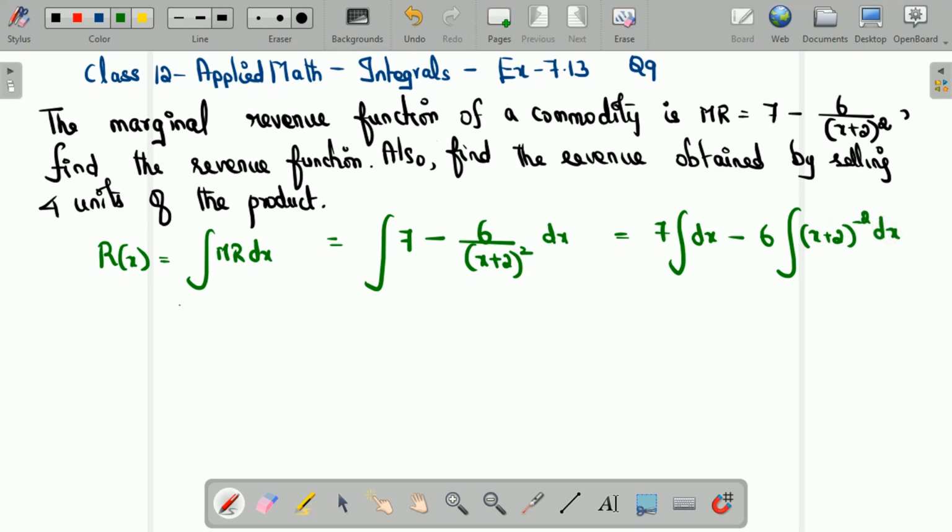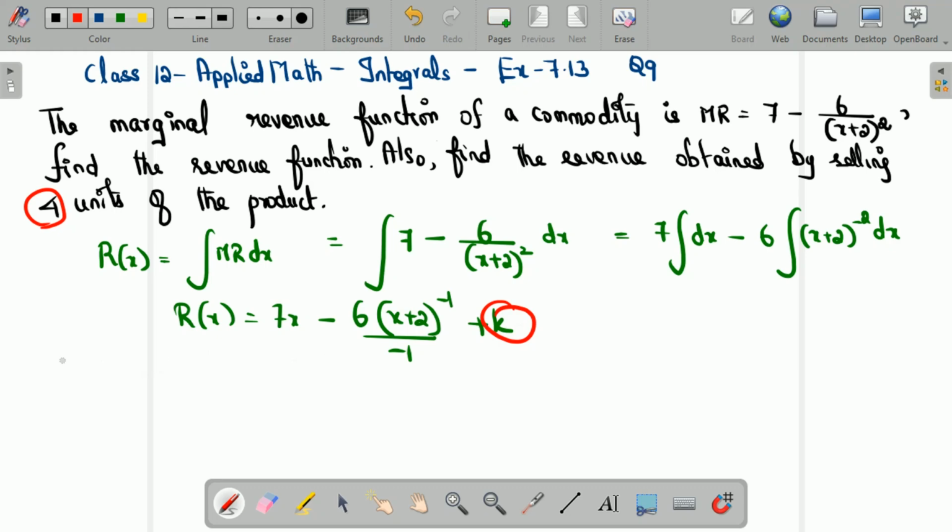So R(x) is equal to 7x minus 6 times, I'm going to integrate this directly, (x + 2)^(-1) divided by -1, plus k. R(x) is given as 7x - 6 times (x + 2)^(-1)/(-1) + k. In order to find the value of k, let's first put x equal to 0.